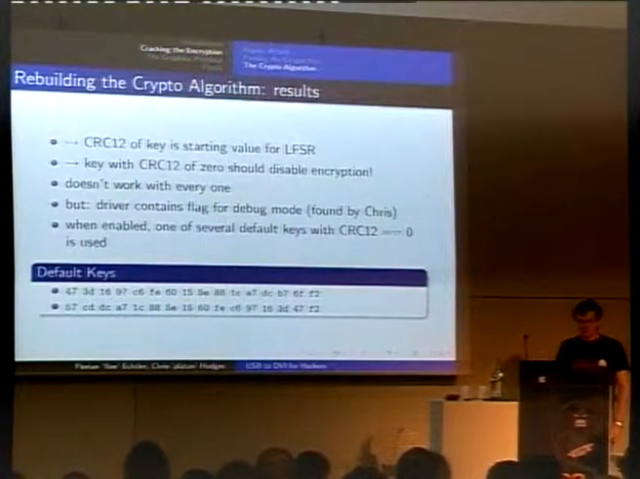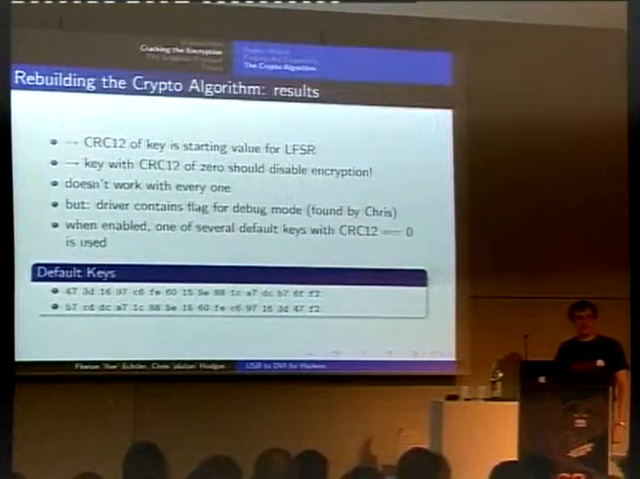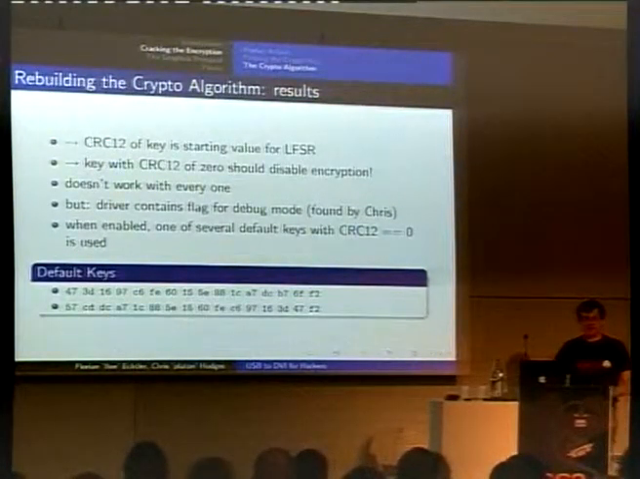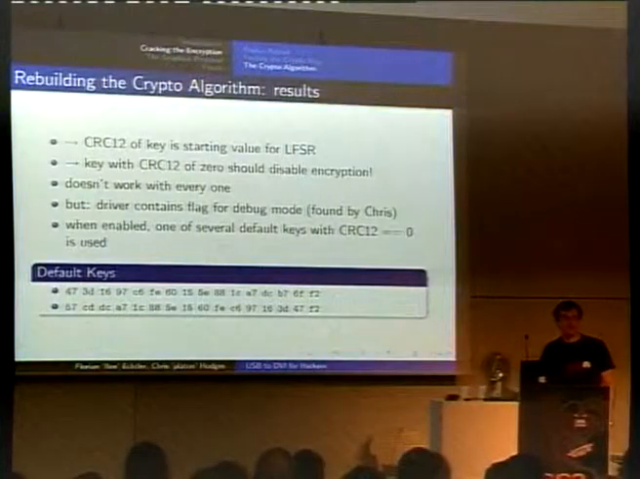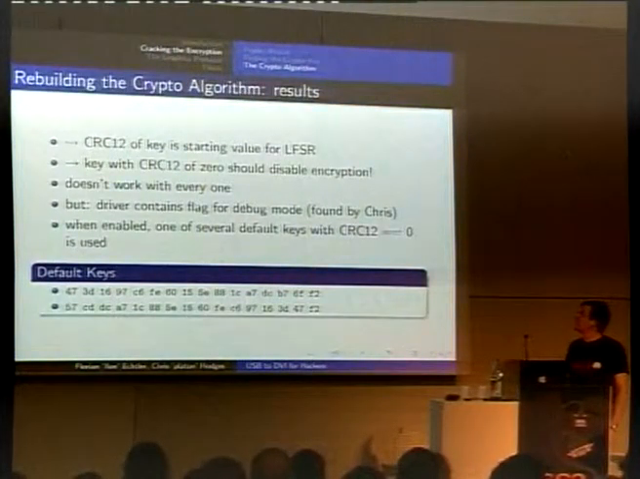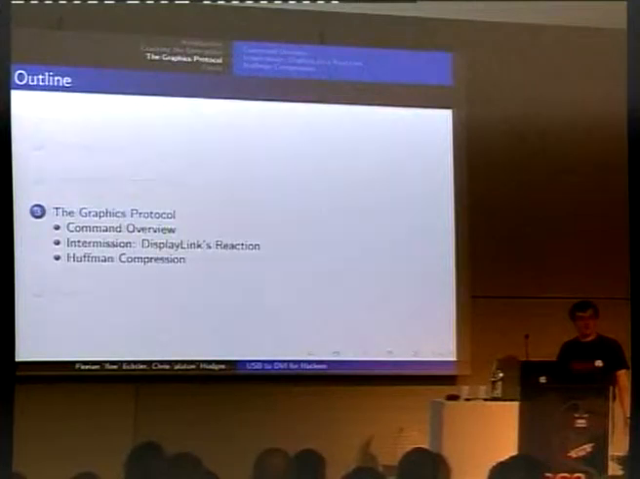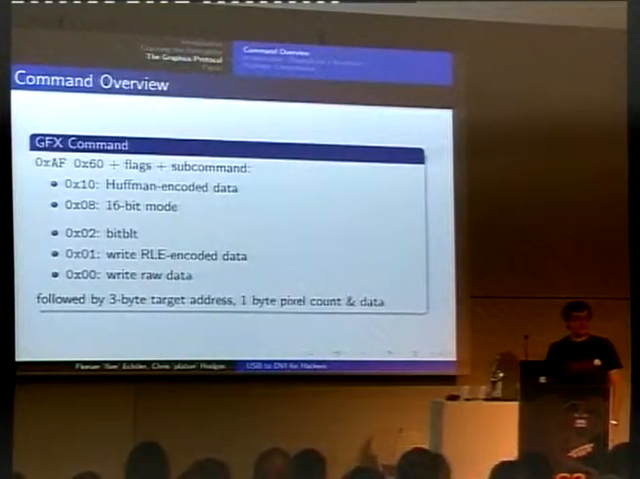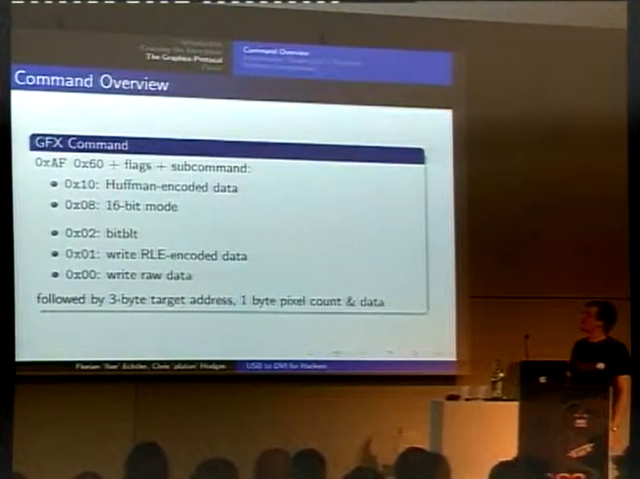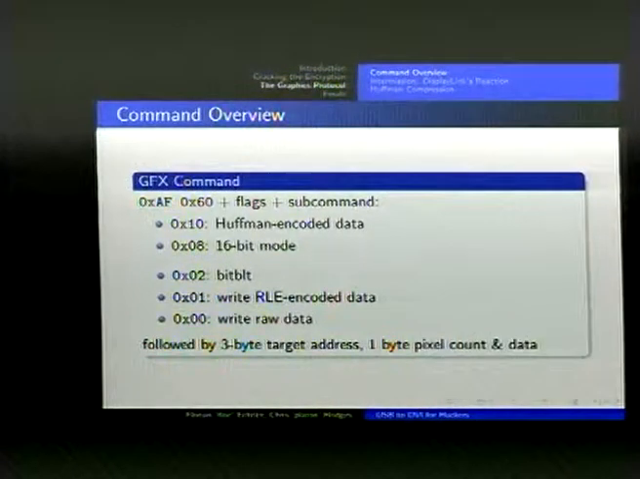Okay, so at this point, we were now able to capture unencrypted communication between the device and the Windows driver. And so we were now able to start having a look at the graphics protocol. The protocol itself is in fact quite simple. I won't go into much detail here. So the most important command is just this graphics command. This is more or less the base value. And you have 2 flags which can be added, and you have 3 subcommands. Most important are these 2, basically.